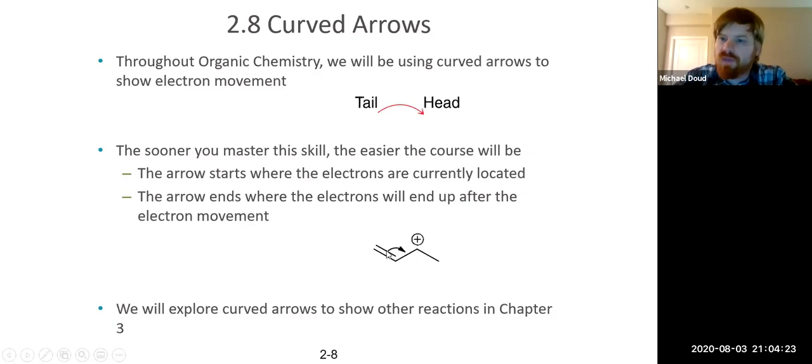This is an example of a curved arrow. Here, we're starting from this pi bond, right? So this pi bond points to this bond over here. So what's going to happen is these two pi electrons are going to move over, and rather than between carbon 1 and carbon 2, they'll be between carbon 2 and carbon 3. So it's going from here to here.